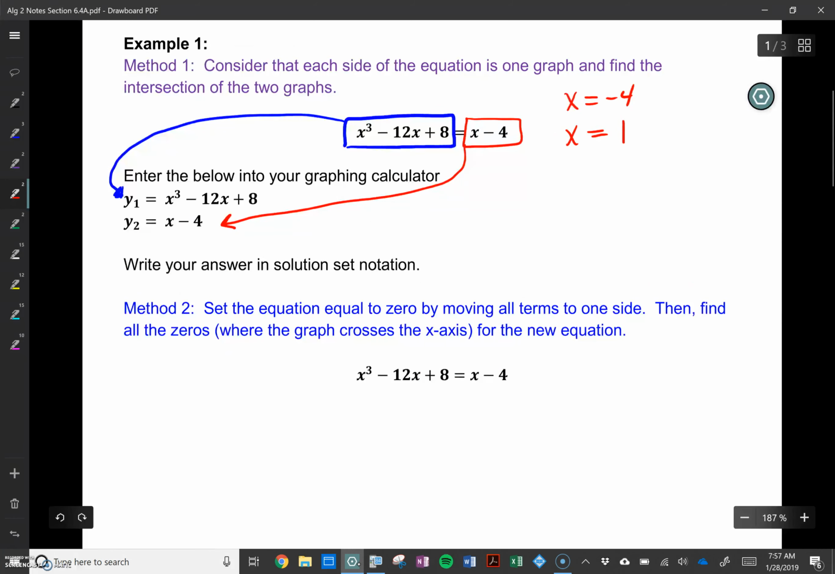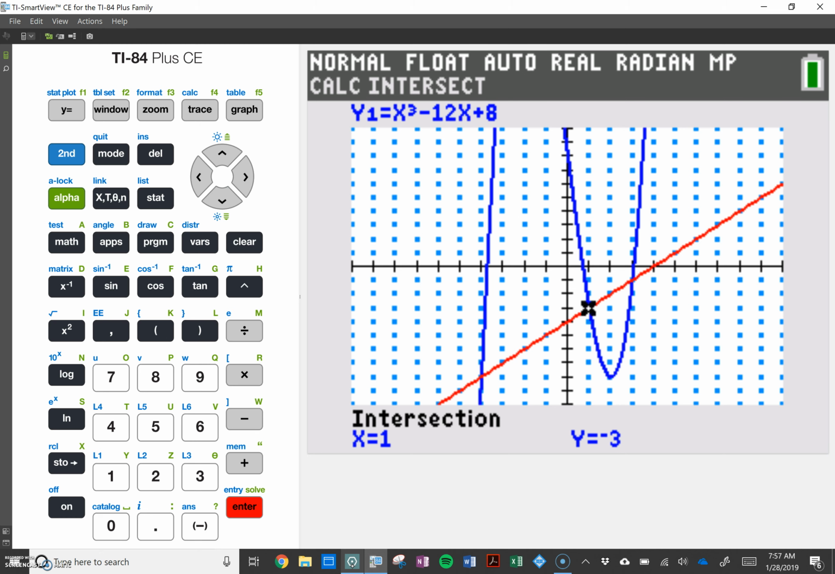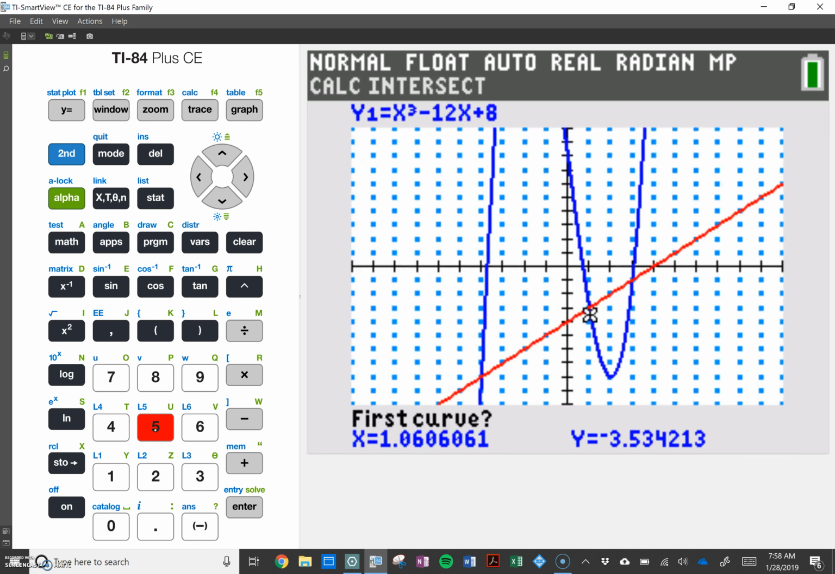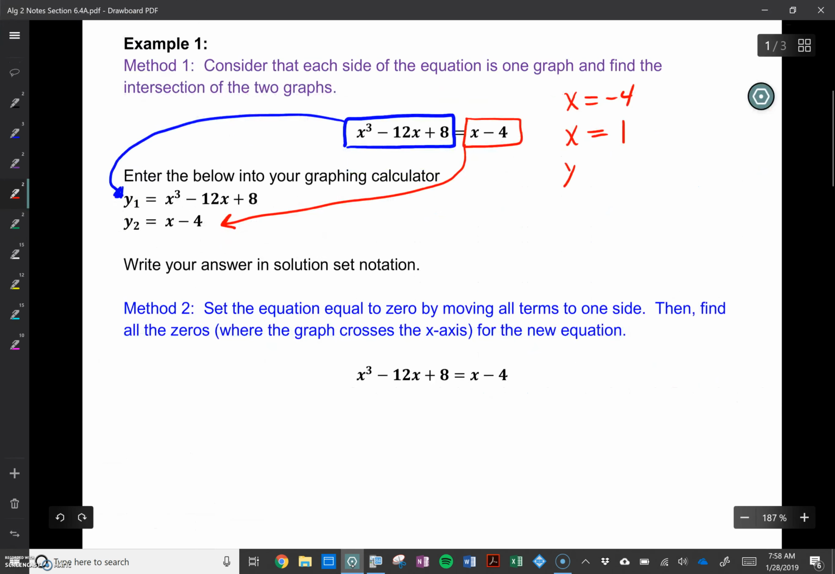So x equals 1. Now I'm going to go back to my third equation, and I'm going to arrow with second calc, intersect. And right now I'm on the blue line, so because the blue line is all within vision, I can just move over on the blue line. I'm relatively close now, so I'm going to hit enter 3 times. And my third value is x equals 3. So there are my 3 values: x equals -4, x equals 1, and x equals 3.